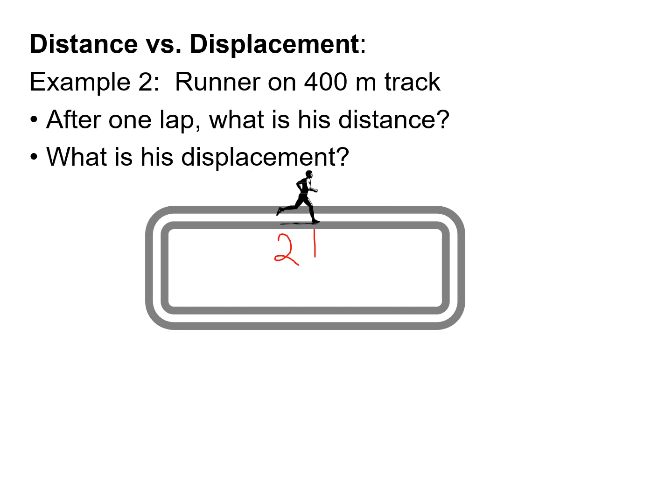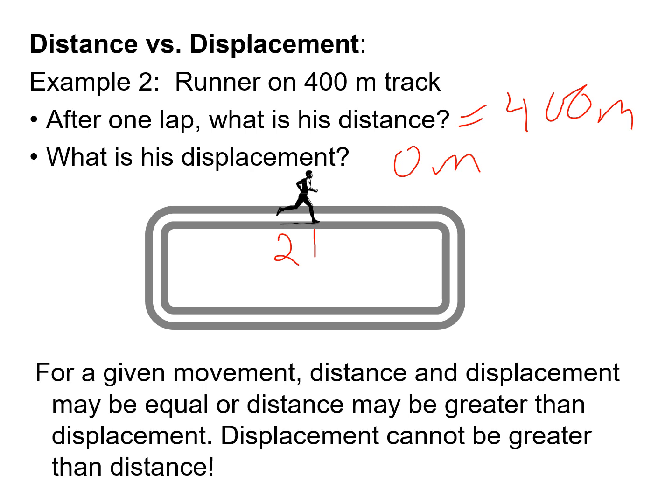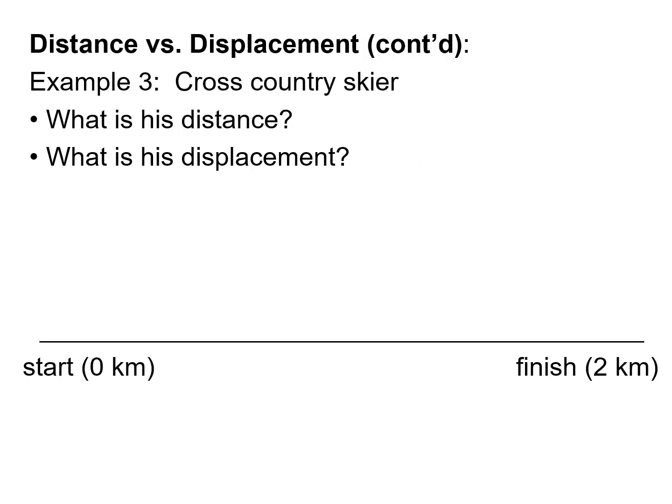And we'll get a little bit more into that. That's important because it'll lead to one of our discussions when we start talking about angular displacement. So his distance is 400 meters. His displacement is 0, okay? Because he started and stopped at the same point in space. So for a given movement, distance and displacement may be equal, or distance may be greater than displacement, but displacement cannot be greater than distance.